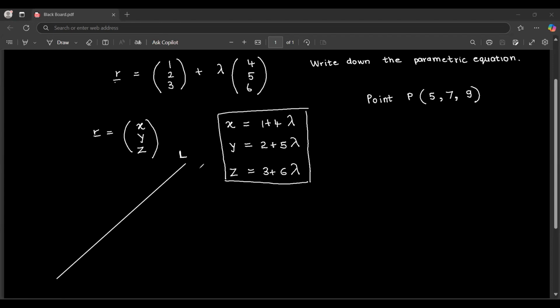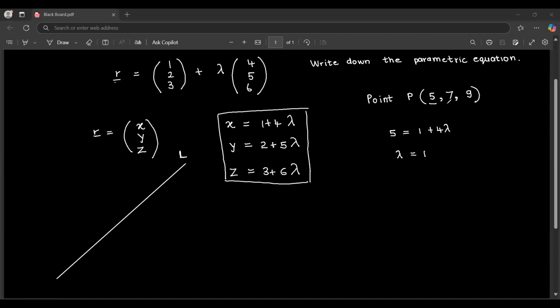Well, you can check. First of all, we know the parametric form of vector r, or the line L: x equals 1 plus 4 lambda, y equals 2 plus 5 lambda, and z equals 3 plus 6 lambda. Since they have given that x equals 5, you can say 5 equals 1 plus 4 lambda. So in this case, lambda is equal to 1.